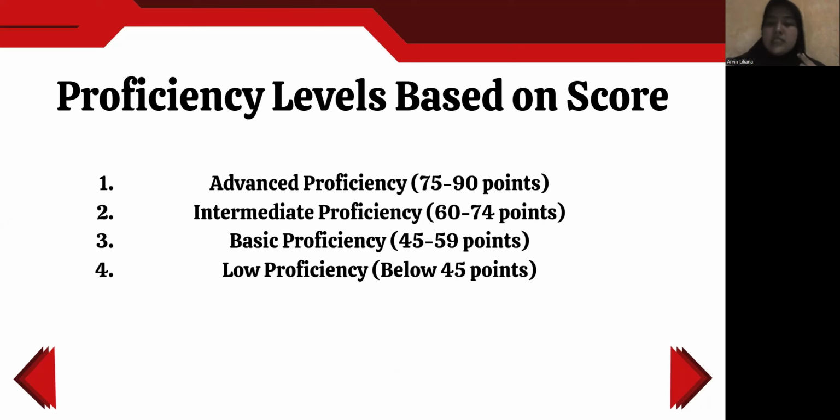But if you only answer 30 or until maybe 37, yeah, 37, you will qualify as the intermediate proficiency. The student in this level has a solid understanding of language structure and can reconstruct most words correctly.